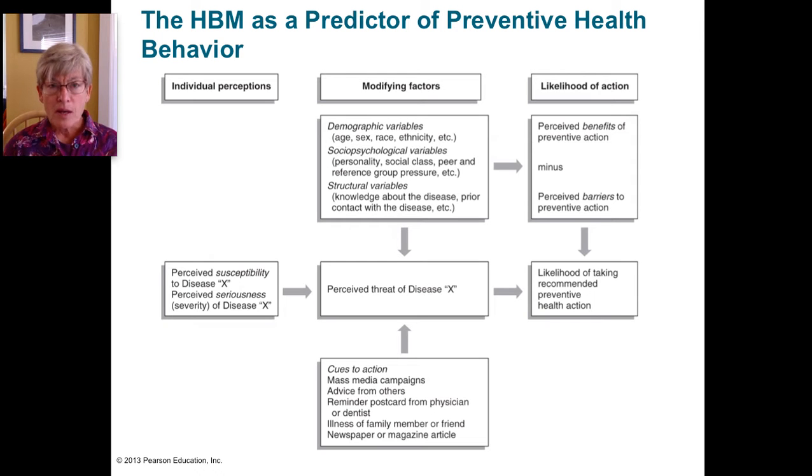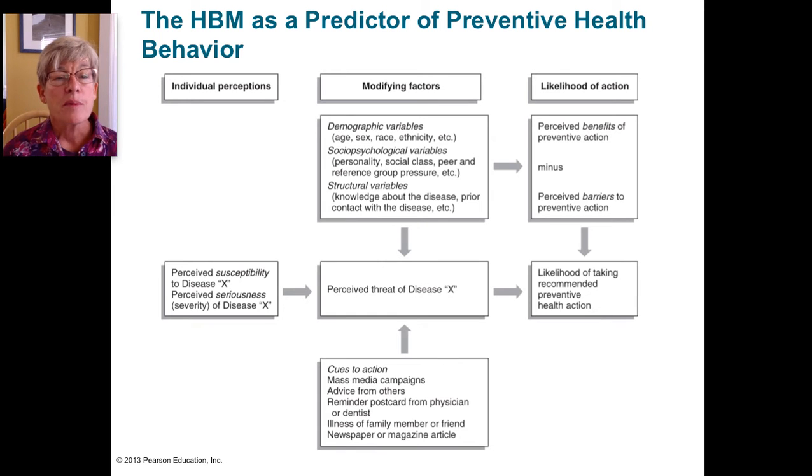So the health belief model can be used as a predictor of preventative health behavior. So if we're trying to get people to do things to help reduce their risk of heart disease, to reduce their risk of cancer, this is how this theory is often used. It looks at the individual perceptions of the seriousness of the condition or the problem. It looks at modifying factors, the things that are influential, and it looks at the likelihood of action, or the likelihood of taking recommended preventative health action.